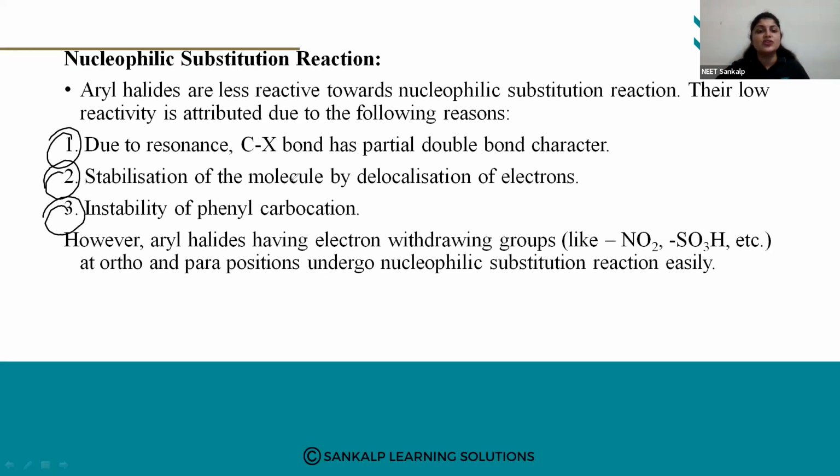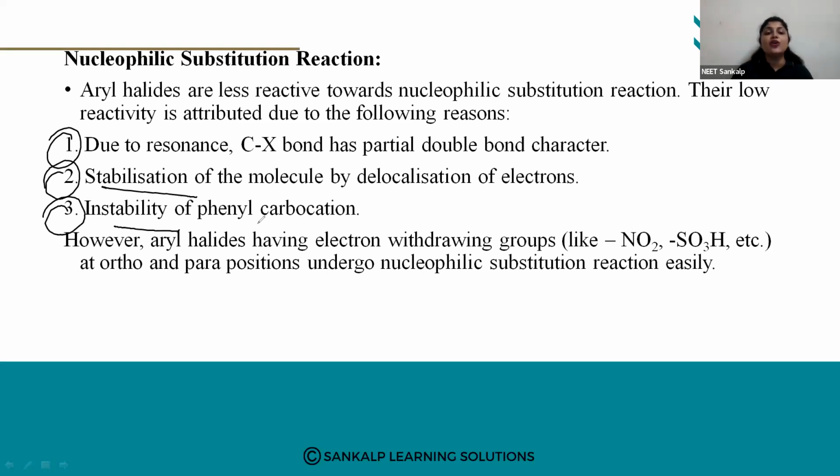Second is stabilization of the molecule by delocalization of electrons. Whenever you're talking about aryl halides, they will form stabilization. There will be delocalization of electrons, that is, movement of electrons will take place. So the molecule will undergo delocalization of electrons so that it will have the most stable form. To have a more stable form, the electrons should undergo delocalization. There should be movement, which gives the stable form.